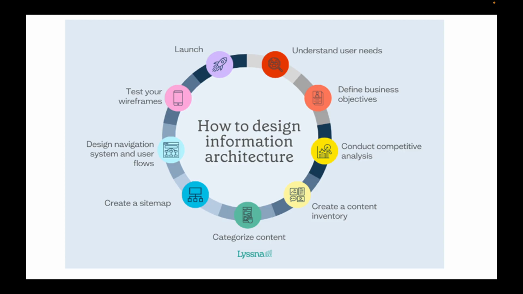Here we will see how to design the information architecture. First, understand the user needs, define the business objectives, and conduct competitive analysis. Next, create a content inventory. Then categorize the content. Example, books, fiction, non-fiction, and storytellers. Then create a sitemap. Next, design the navigation system and user flow.